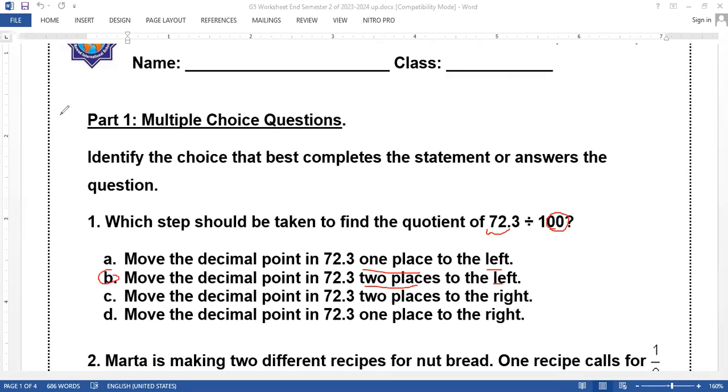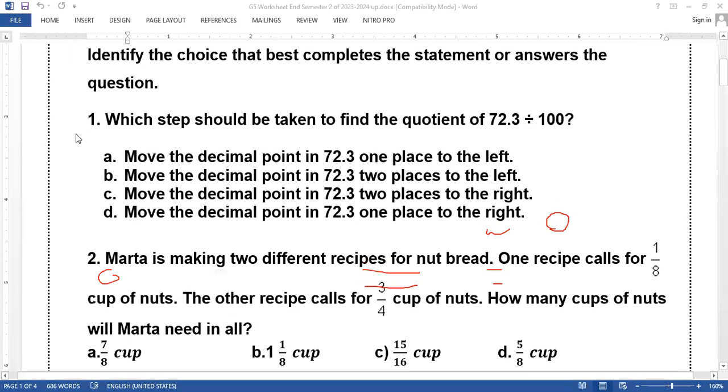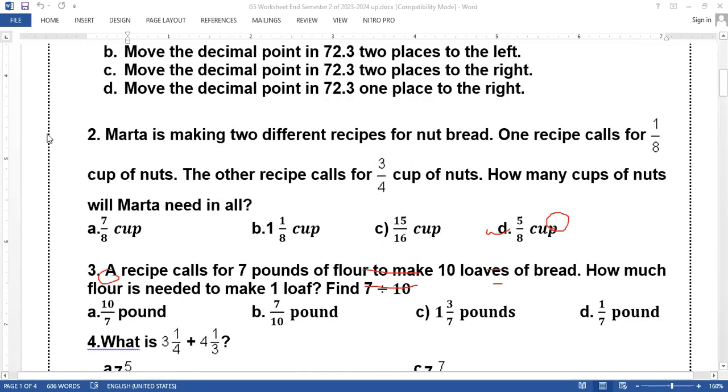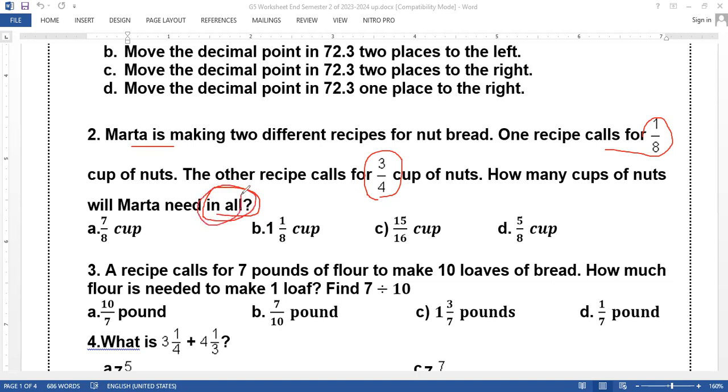Question number 2. Martha is making 2 different recipes for nut bread. One recipe calls for 1/8 cup of nuts. The other recipe calls for 3/4 cup of nuts. How many cups of nuts will Martha need in all? Look at these words, in all. In all means you need to add because there are 2 recipes.